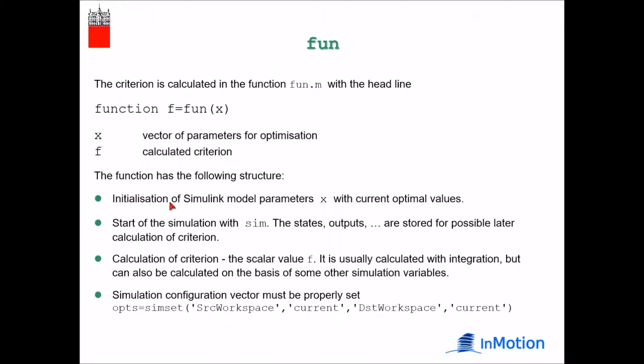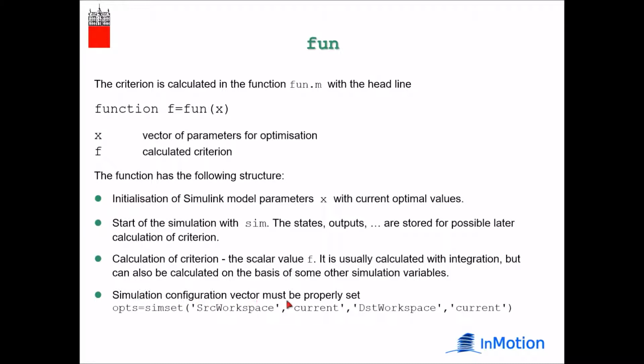At the beginning, initialization of Simulink model parameters x with current optimal values, then start of simulation with sim command. The states, outputs, and some other variables are stored for possible later calculation of criterion. The calculation of the criterion, this is actually the evaluation of the variable f. It is usually calculated with integration, but can also be calculated on the basis of some other simulation variables.